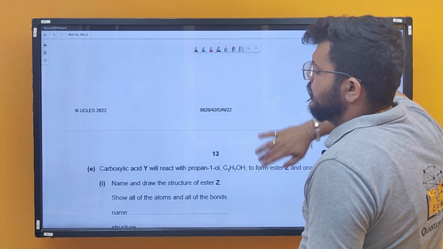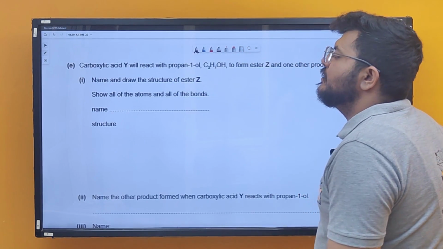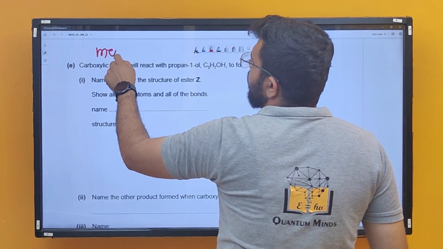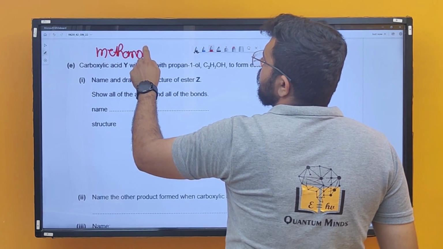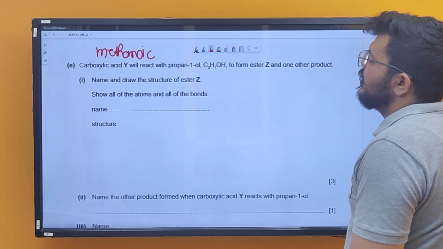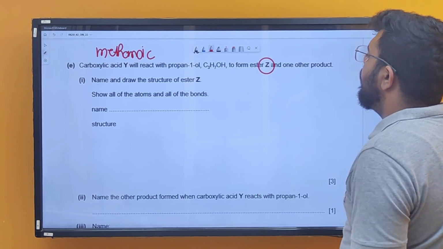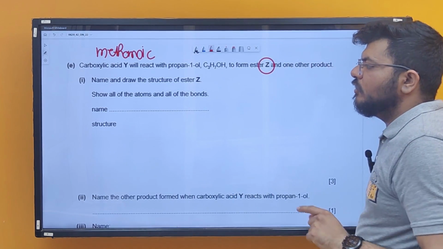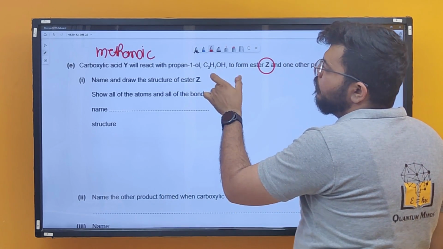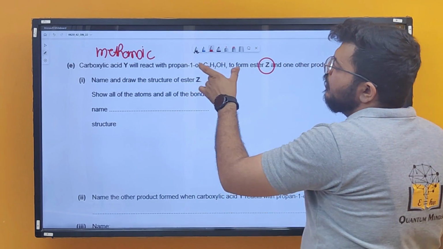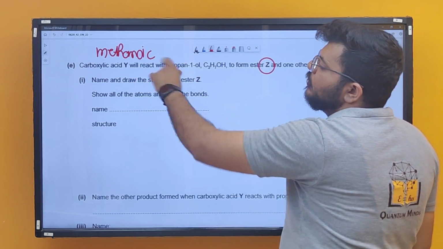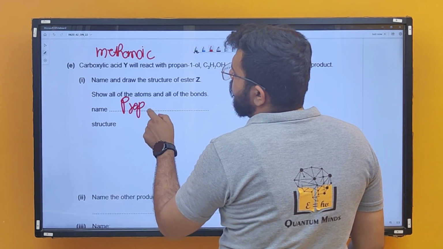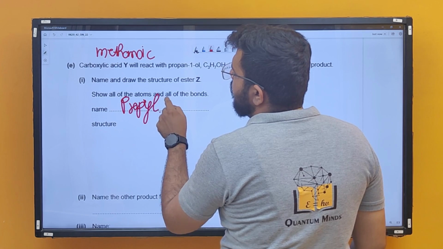Hope it makes sense. Then we have carboxylic acid Y will react with propan-1-ol, C3H7OH, to form an ester Z and one another product. Okay, this is methanoic acid. Esterification reaction releases water. Name and draw the structure of ester Z. So it is propyl methanoate, right? Because propanol is the alcohol, methanoic acid is the acid. So we have propyl methanoate.